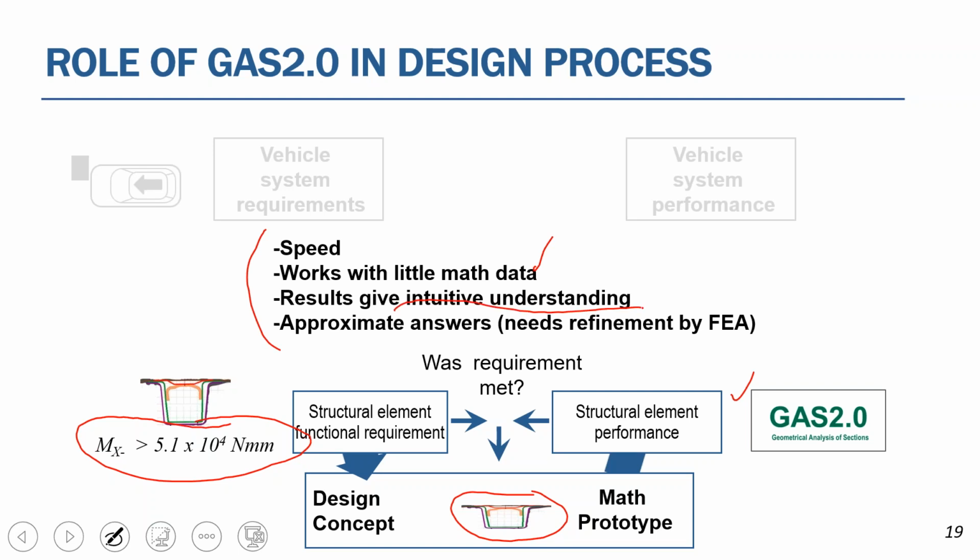You saw from the graphical output of GAS that we can get some intuitive understanding as to why a section might not be performing to the level that we want. And we do recognize we're getting approximate answers here that we definitely need refinement by eventually the full finite element analysis.